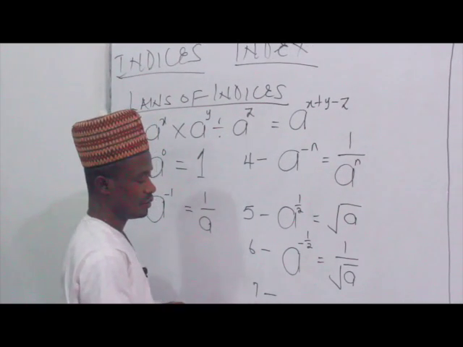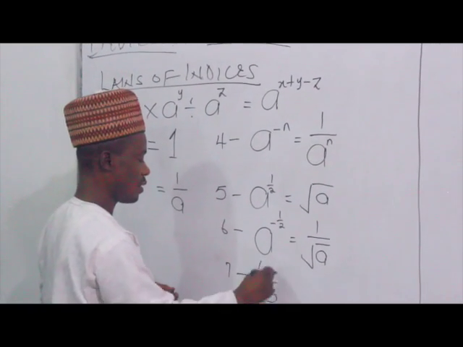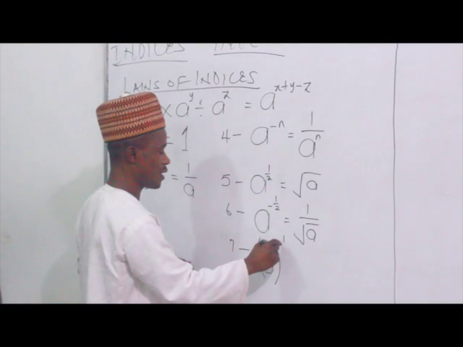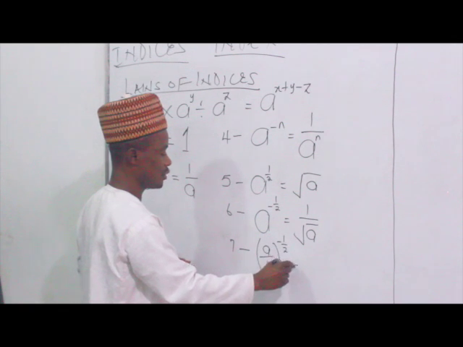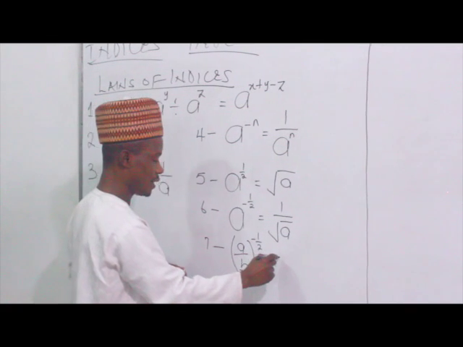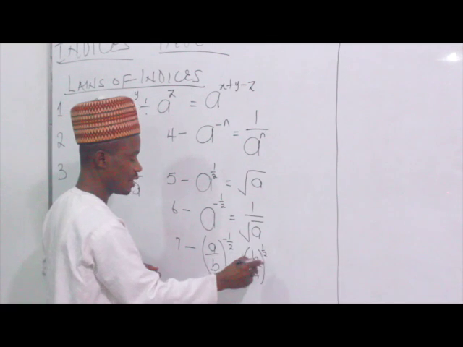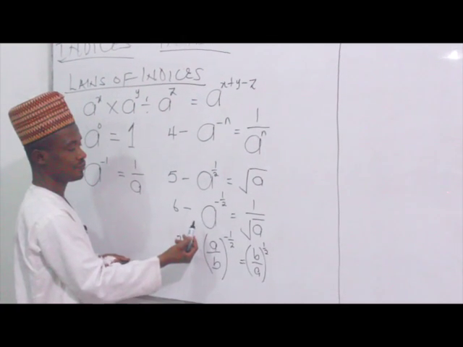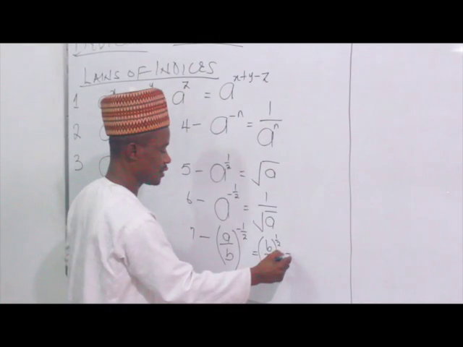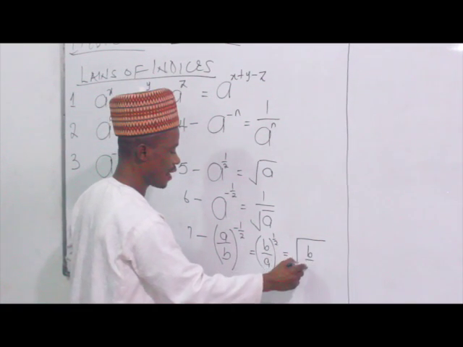So, another important one, we may have a fractional base. For example, a over b all raised to the power of minus 1 over 2. This would be the same thing as, to eliminate this negative power, we now take the reciprocal of the base. This would be the same thing as b over a all raised to the power of a half, which would be more correctly expressed as the square root of b over a.